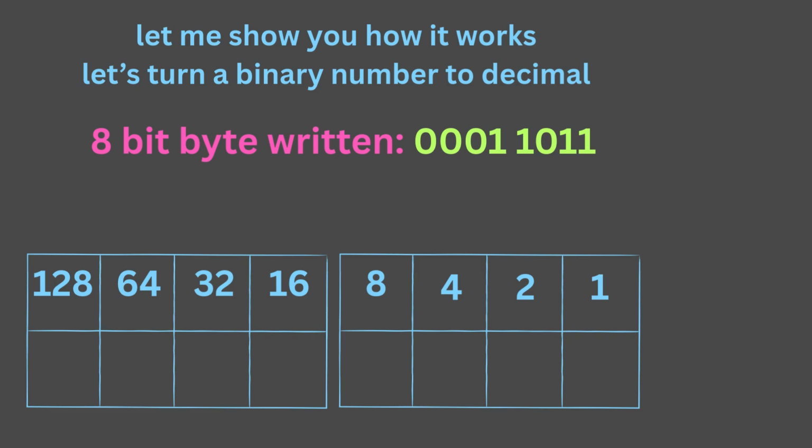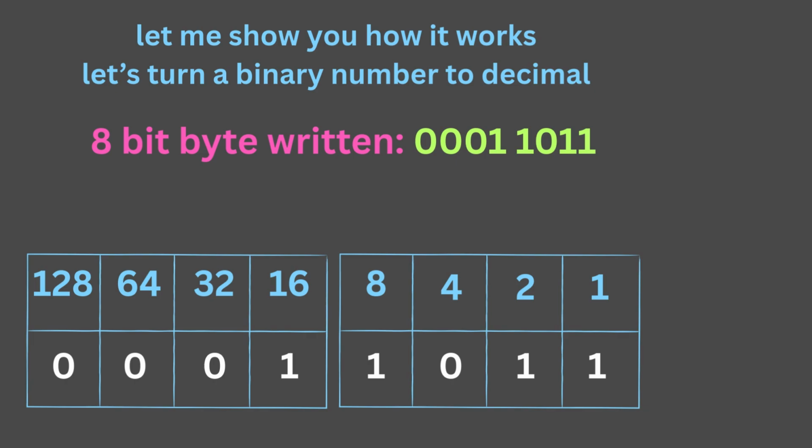So let's first convert a binary number to a decimal number. We're going to use our little chart that I just showed you. Here is the binary number we want to convert to decimal: 0001 1011. Our first step is to fill in the chart with the binary digits, the 1s and the 0s as listed. So we'll put those all in here.